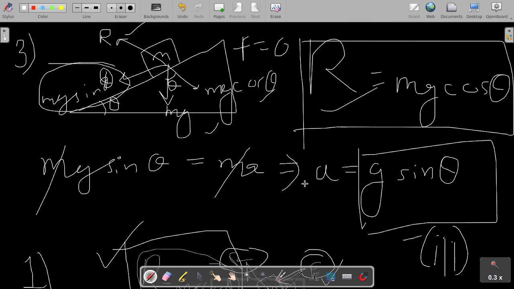Hope you guys enjoyed it and understood it. It's a pretty easy topic in Newton's laws of motion, and I feel it is very intuitive for students who are learning Newton's laws of motion for the first time.